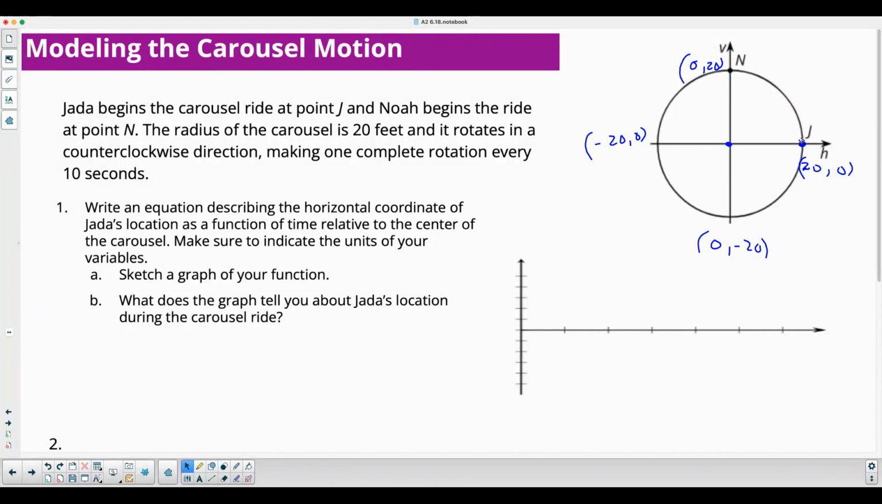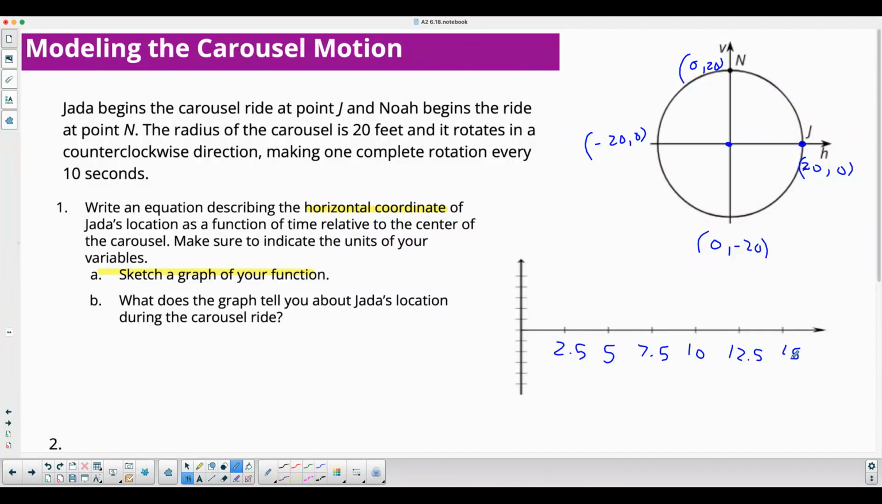Okay. So we have to write an equation describing the horizontal coordinate of Jada's location as a function of time. And we also need to sketch it. So I'm going to kind of do these two together. As time goes on here, I'm going to label this 2.5, 5, 7.5, 10.